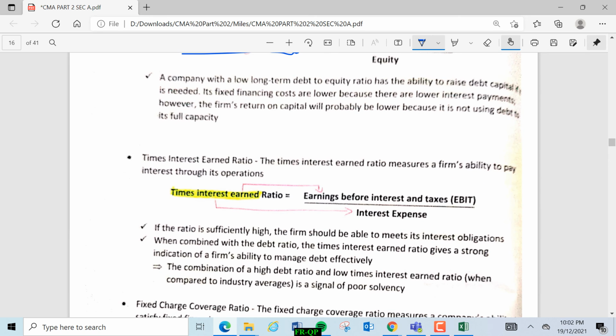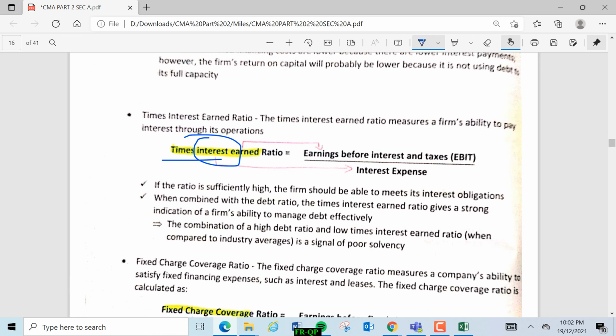And times interest earned ratio means how many times you are earning your interest, that is, how many times your EBIT covers your interest cost, so EBIT divided by interest expense. This is very simple. If you earned 10,000 and your interest is 1000, it means you are earning 10 times your interest.